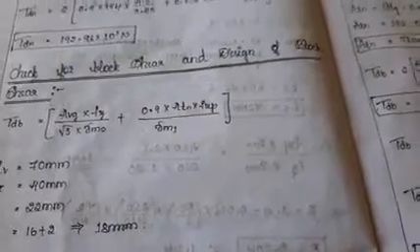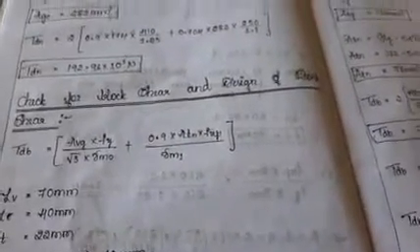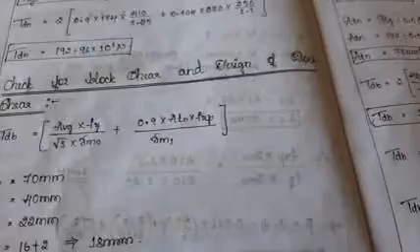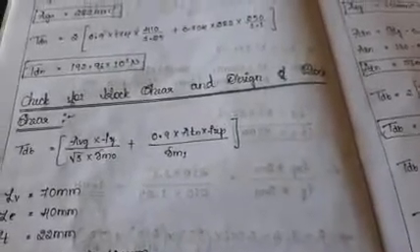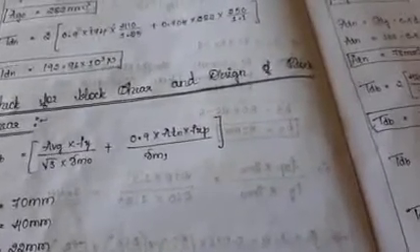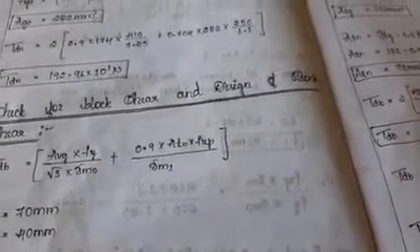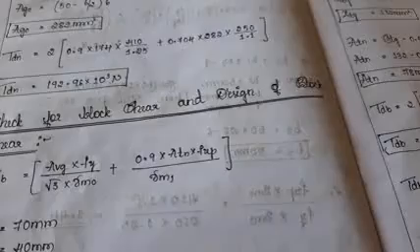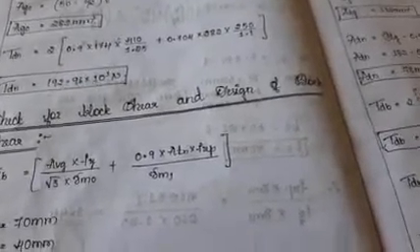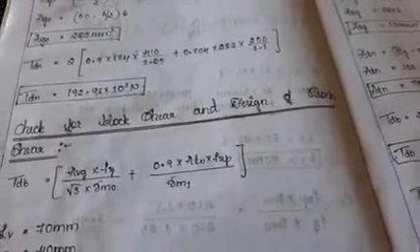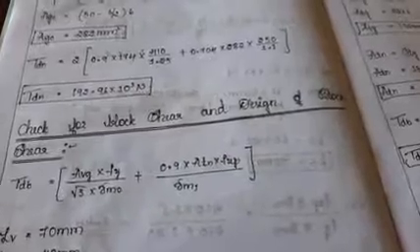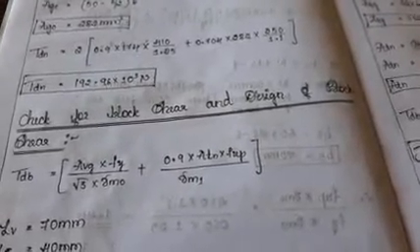Okay, in the previous class we had studied about rupture strength. So now let us know about block shear and design of block shear. The block shear formula is Tdb equals Avg into Fy divided by square root of 3 into gamma m0, plus 0.9 Atn into Fu by gamma m1. This formula is on page number 33 of the code book, IS 800:2007.